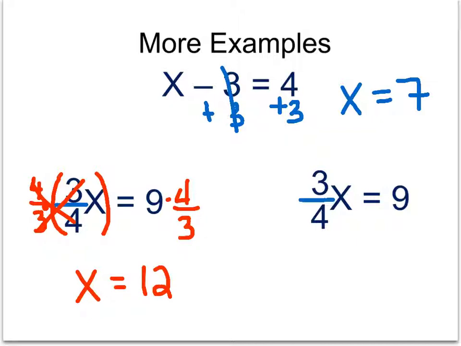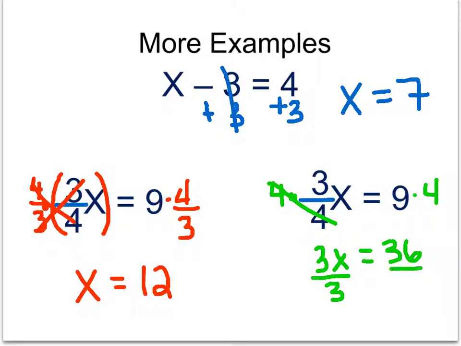Now there is another way that you can do this same problem. Instead of doing it in one step, you could do it in two different steps. If we take a look at this problem, we can see that we are dividing by a 4. So to undo division, we would multiply by 4 on both sides. They would disappear, leaving us with 3x is equal to 36. And then we would say the 3 is being multiplied to the x. To undo multiplication, you would divide by 3. And in both cases, you end up with x is equal to 12.